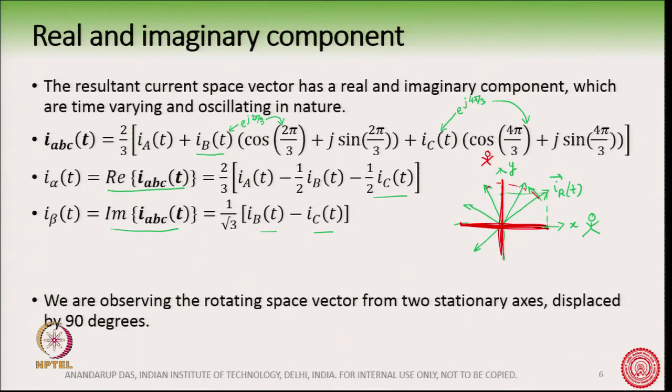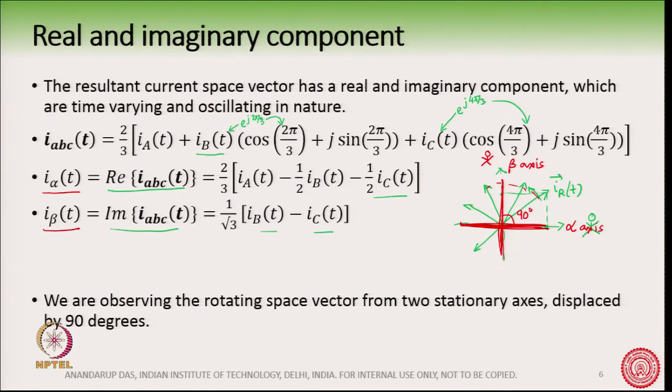Okay. Now, in Clarke and Park transformation, we give this projection on the x and y axis the names I alpha(t) and I beta(t). Which means that now we will not write x and y axis, rather we will write alpha axis and beta axis. Okay. So, these are two stationary axes. They are not moving, and they are displaced by 90 degrees from each other. There are two stationary observers on these two axes, alpha and beta, observing the projection of the space vector on that particular axis.